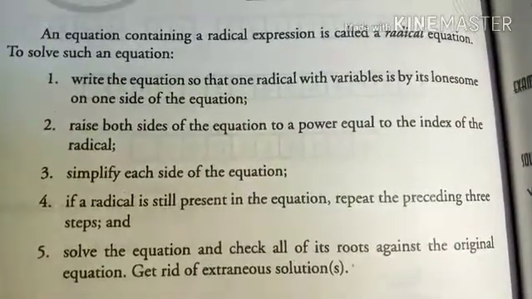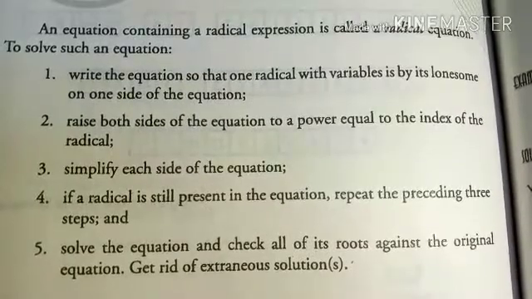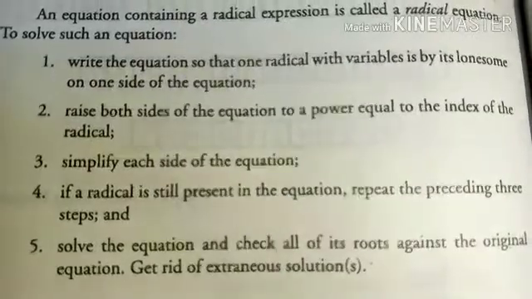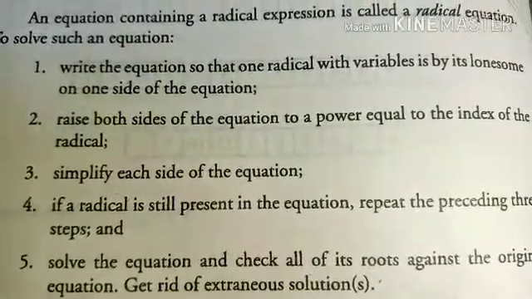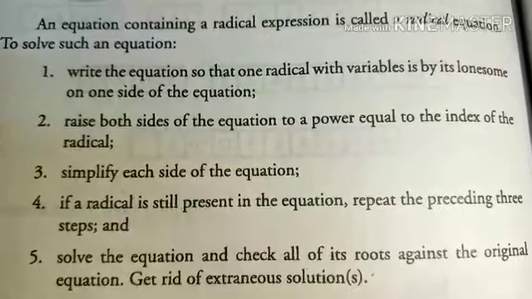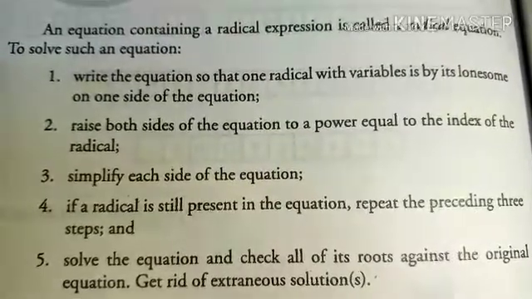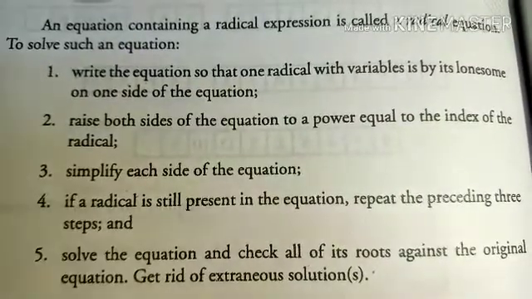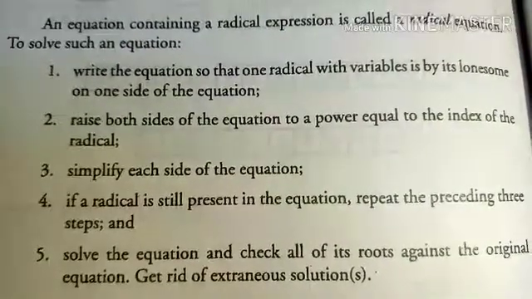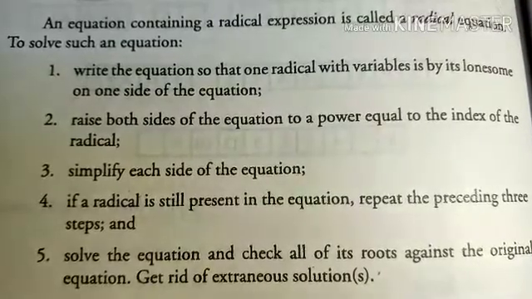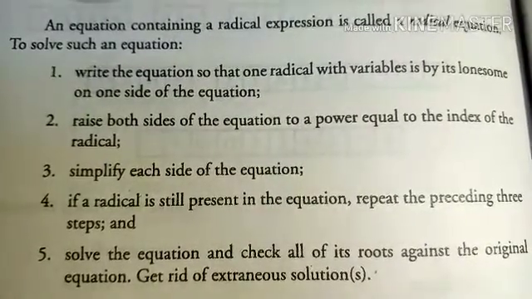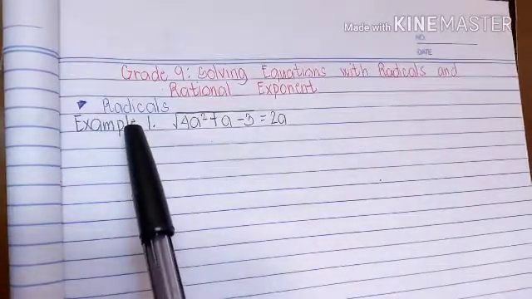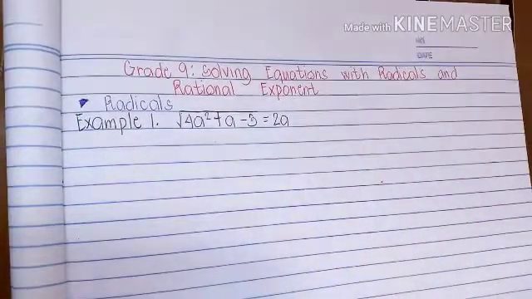The first one is to write the equation so that the radical with variables is alone on either the left or the right side of the equation. And we have to raise it to the index of the radical or the denominator of the rational exponent. We have to simplify it first. Now, if there is still a radical sign or a rational exponent, we need to do steps 1 to 3 again. Let's have the radicals first before we have the rational exponents later on.